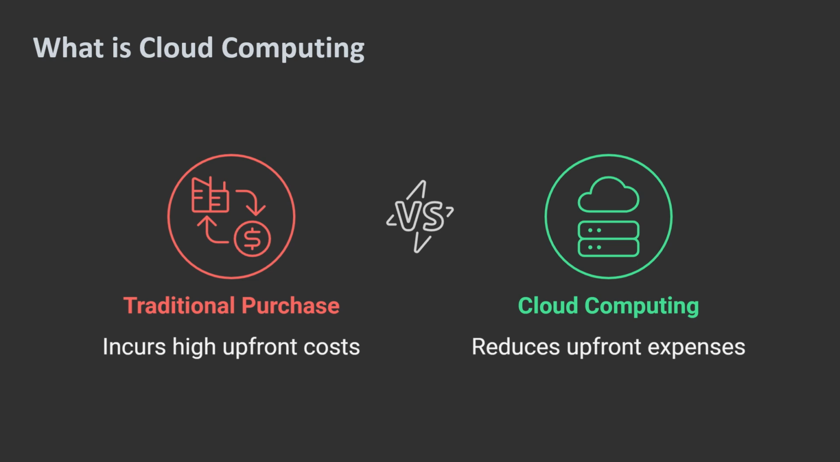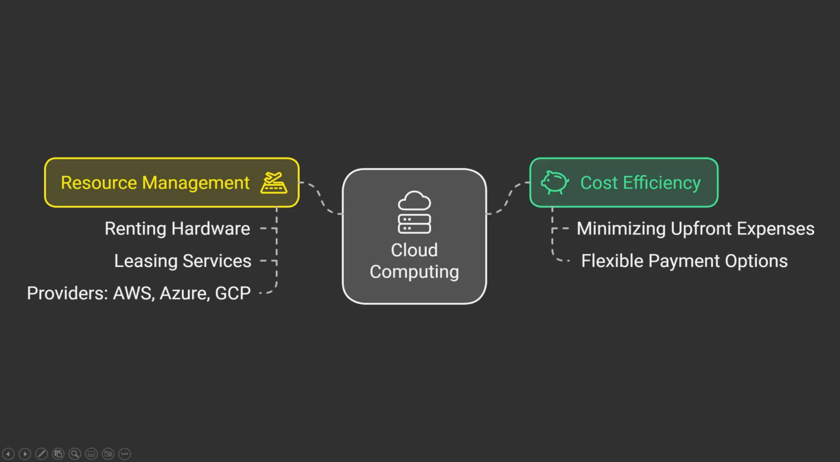Okay. So cloud computing reduces our cost. It reduces the upfront expense we have. We have a flexible payment option: we pay only for how much we use. The benefit of cloud computing is resource management, like renting hardware and leasing services, and we have many providers, as I told you: AWS, Azure, GCP. I think we have heard all these names. And as I told you, we have cost efficiency too.